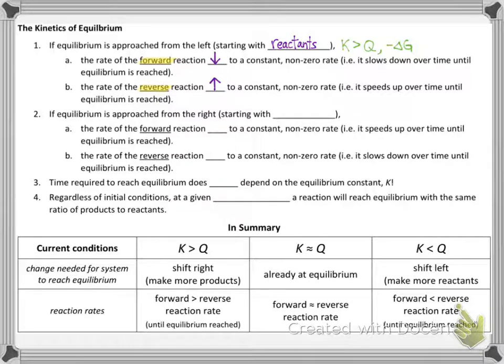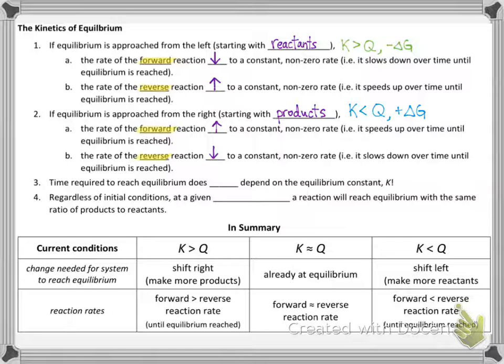And you can probably imagine it's exactly backwards if you're starting with too many products. In that case, the rate of the forward reaction will start low, but it'll get bigger. And the reverse reaction will start high, but it'll get smaller until they have both reached the same rate.